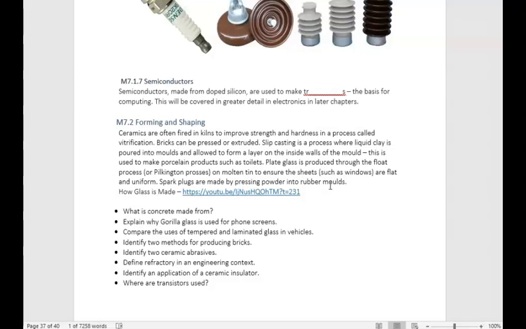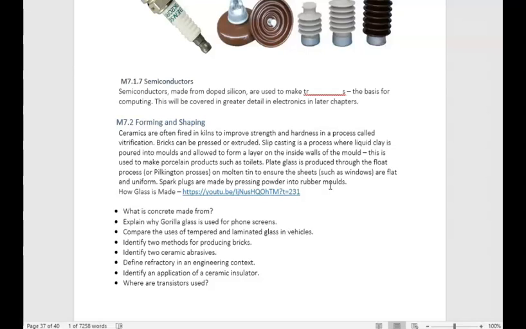Okay, we're now on to forming and shaping ceramics. Ceramics are often fired in kilns to improve their strength and hardness in a process called vitrification. Remember we talked about that? Vitrification is when we fire bricks. Bricks can be either pressed or extruded. Slip casting is a process where liquid clay is used to make things like toilets and sinks.